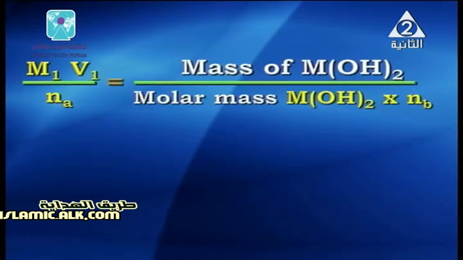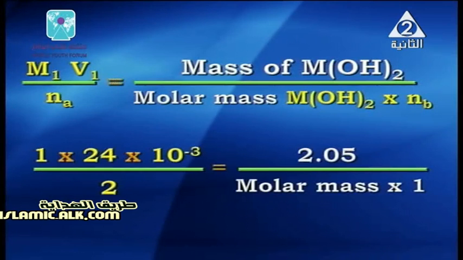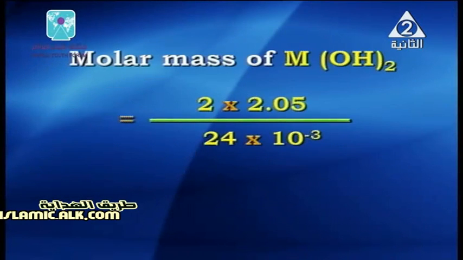So by applying the relation M1 V1 over Na equals mass of the base over its molar mass times Nb: 1 times 24 times 10 to the power negative 3 over 2 equals 2.05 over molar mass times 1. So the molar mass equals 2 times 2.05 over 24 times 10 to the power negative 3, which equals 170.8 gram.